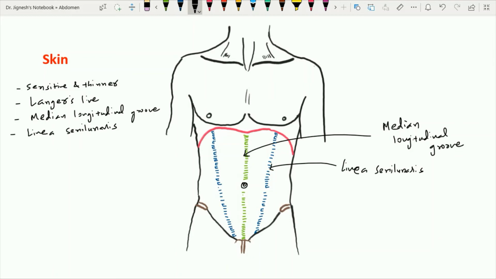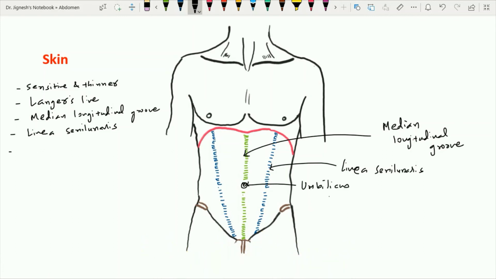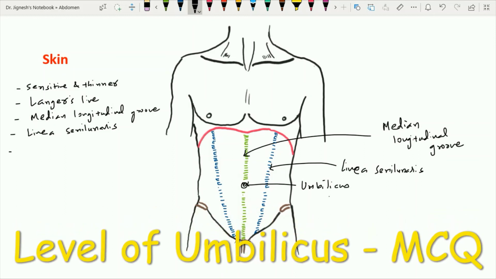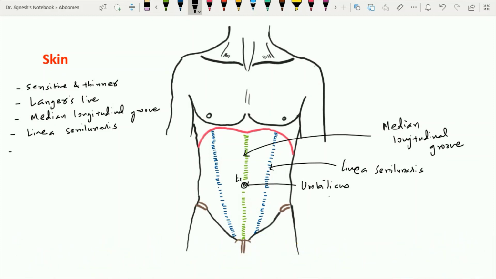Within the median longitudinal groove, we find one cicatricial tissue, and this is called the umbilicus, and this umbilicus represents the remnant of the fetal end of the umbilical cord. At the umbilicus, in embryonic life, two important structures also pass, and these are the vitellointestinal duct as well as the urachus. And this umbilicus lies at the level of the disc between the L3 and L4 vertebrae.